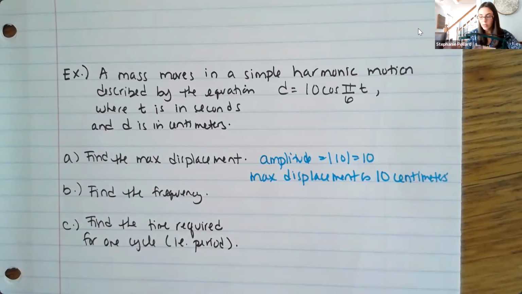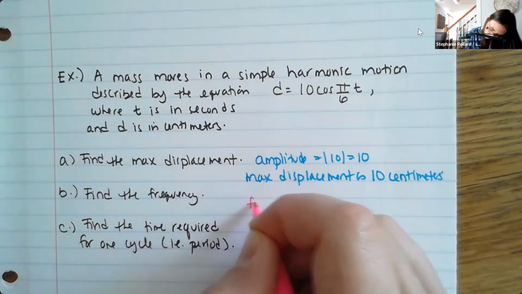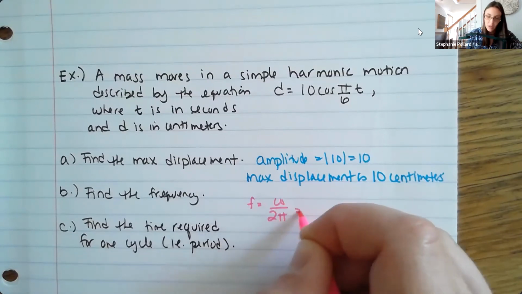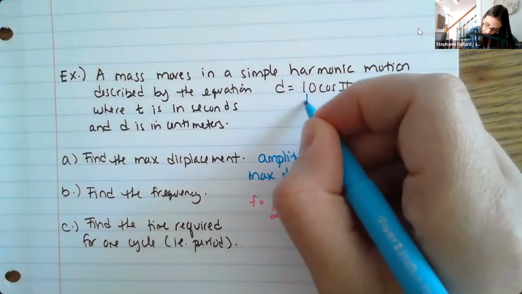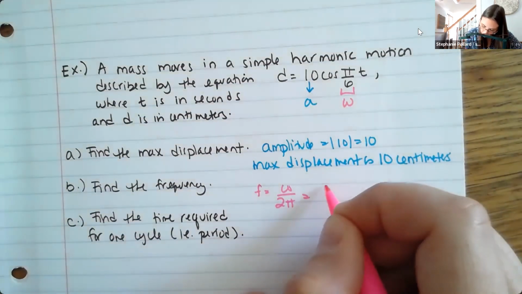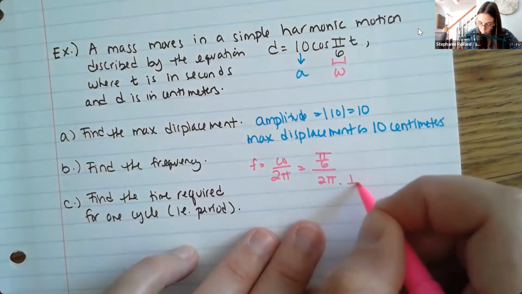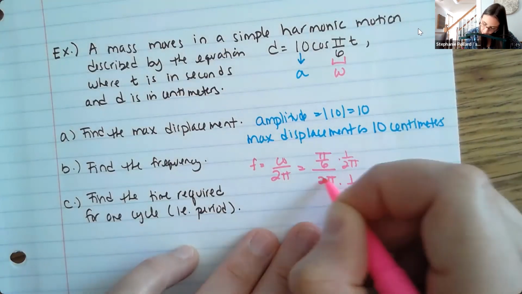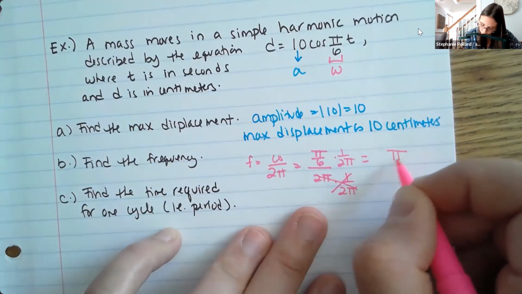Now to find the frequency, we did have this formula in our notes, so go back maybe another page in your notes, and we do have the formula for frequency. It's the omega over 2 pi, or 1 over the period. Well, in our formula, our omega is this right here, right? So hang on, this is your A, and this is your omega. So we have pi over 6 over 2 pi. Now, when you're solving this, I'm going to multiply by 1 over 2 pi to cancel out that denominator. And then I can just multiply straight across. So this gives me pi over 12 pi.